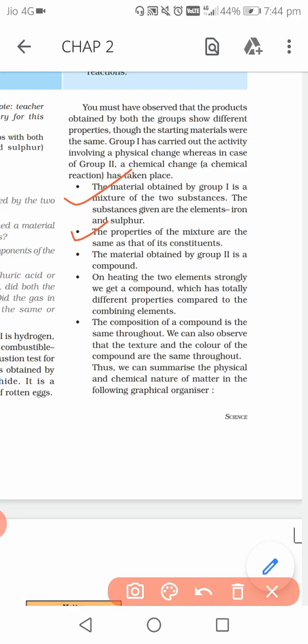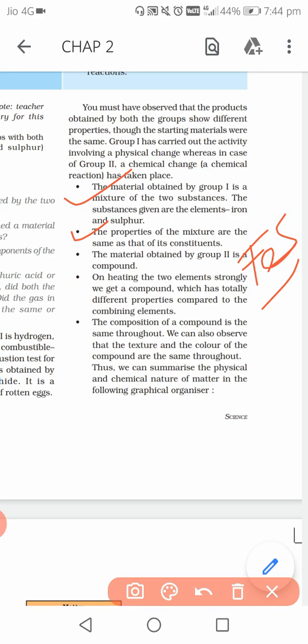The material obtained by group 2 is a compound. Yes, it is a compound. And what compound is that? I told you, it is iron sulfide. On heating the two elements strongly, we get a compound which has totally different properties compared to the combining elements. This is iron sulfide.